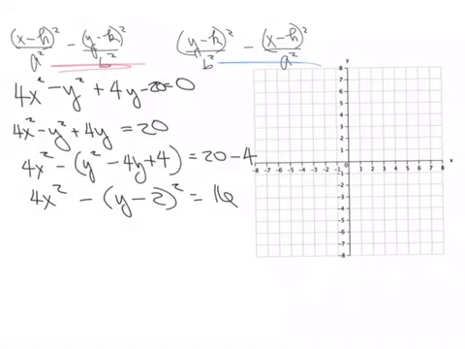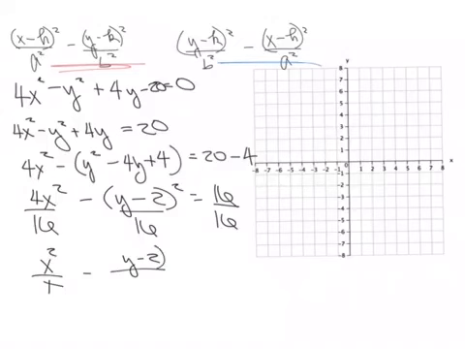And we're going to divide both sides by 16. And this becomes x squared over 4 minus y minus 2 squared over 16 equals 1. Okay, so there's my formula. So I'll take this picture in the next video and we'll finish up in just a couple minutes.